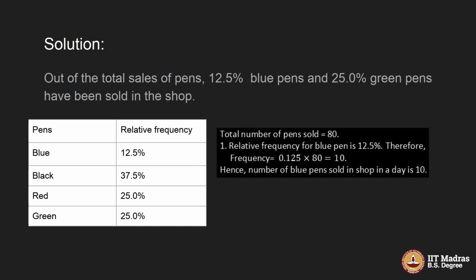So here we have the solution. Out of the total sales of pens, 12.5% blue pens and 25% green pens have been sold in the shop. The total number of pens sold is 80. The relative frequency for blue pen is 12.5%, so the frequency is 0.125 times 80, which is 10. So the number of blue pens will be 10.